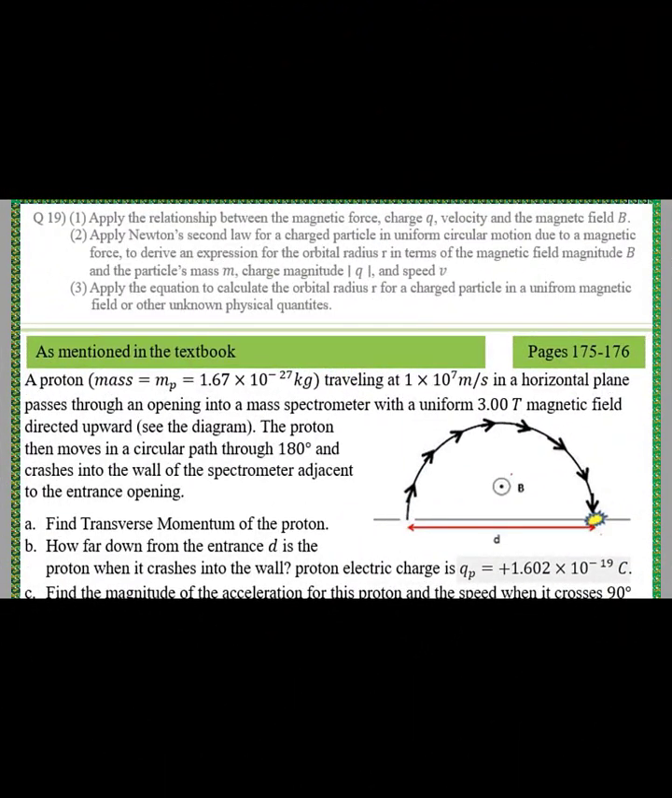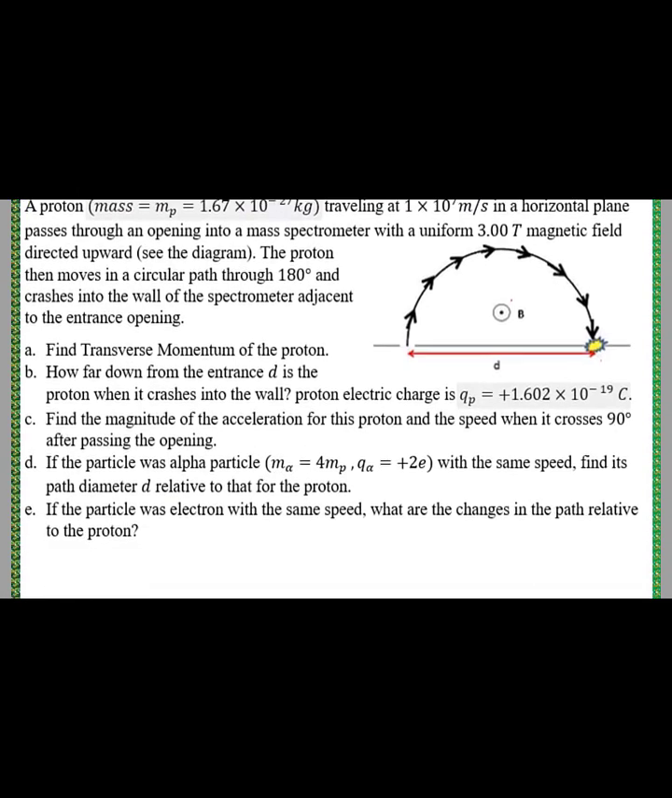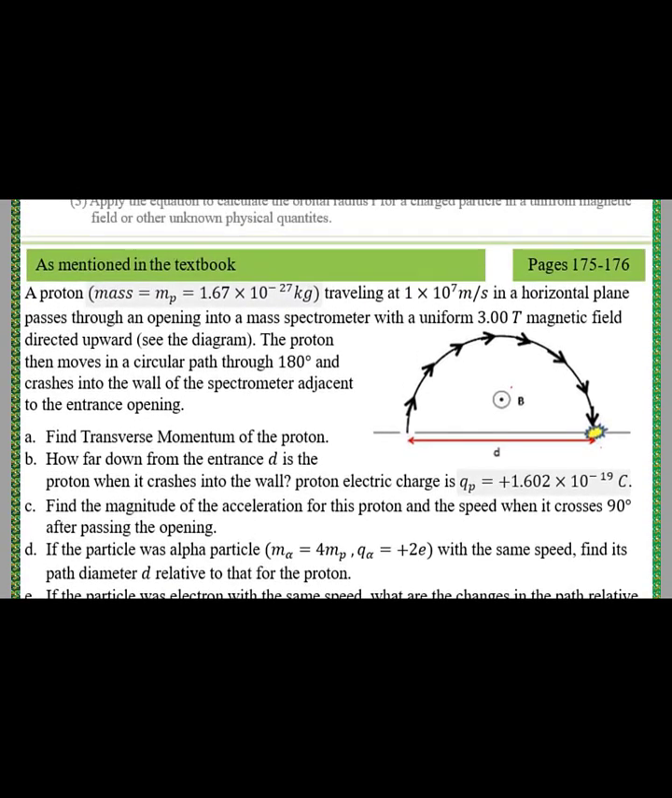Now question number 19, or goal number 19. It is for the magnetic field. A proton of mass 1.67 times 10 to the minus 27 kilogram traveling at 10 to the 7 meters per second. It is a velocity. So here we have a mass and there is a velocity.